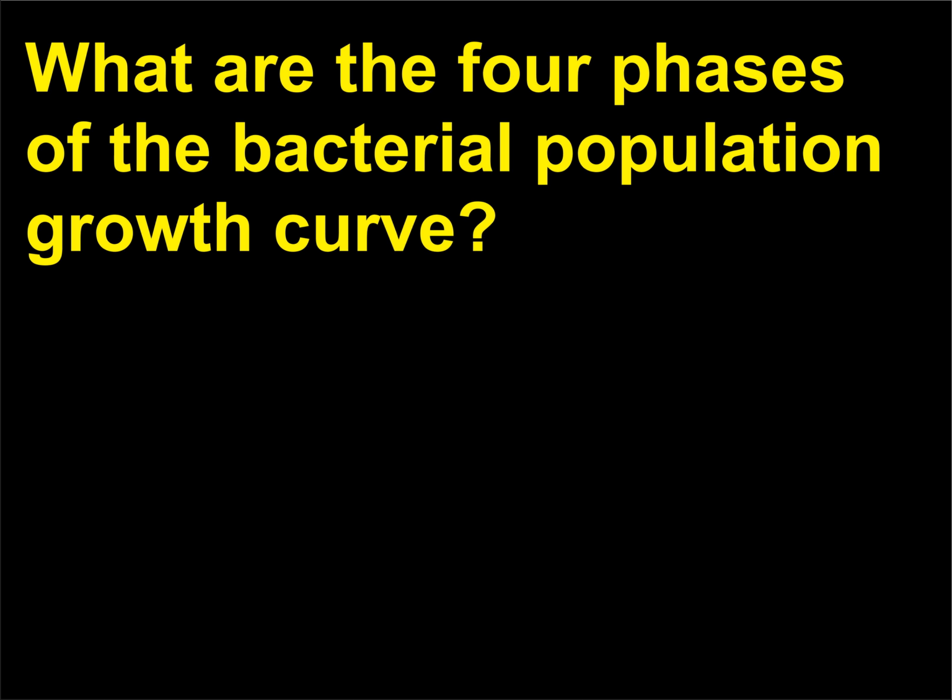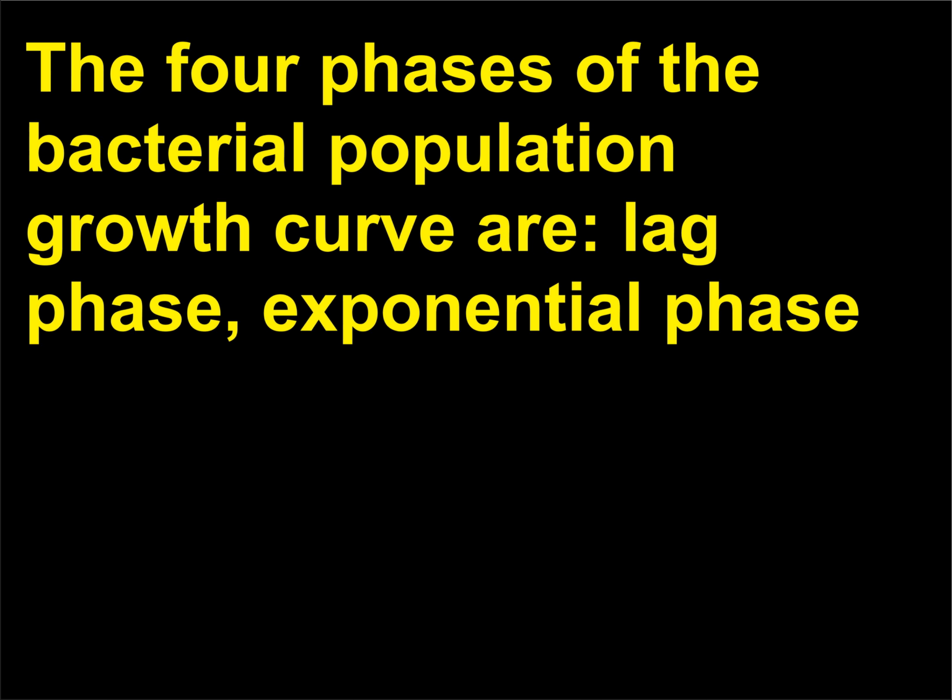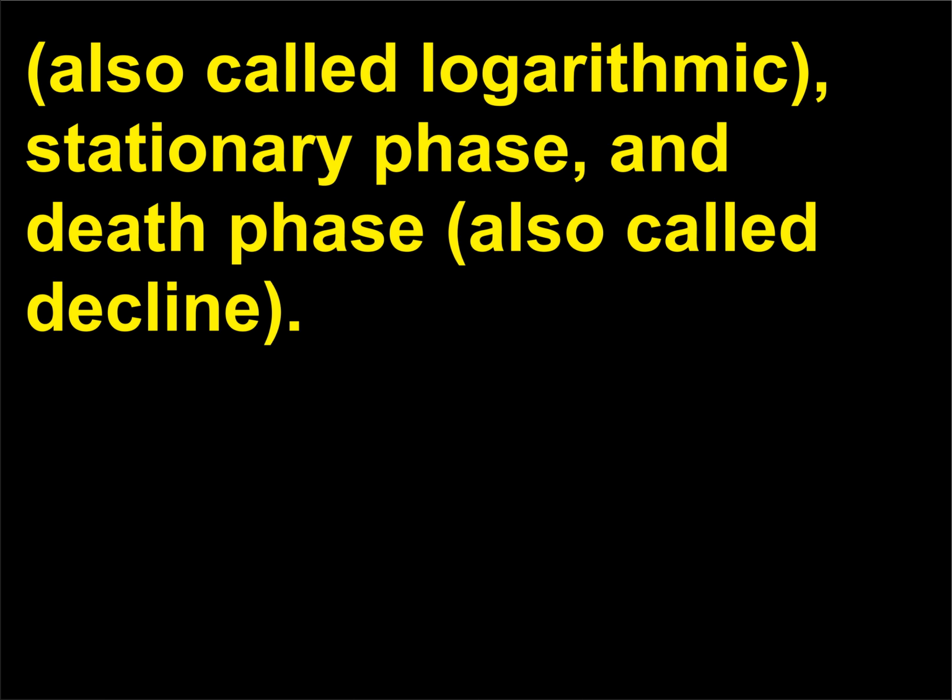What are the 4 phases of the bacterial population growth curve? The 4 phases of the bacterial population growth curve are: lag phase, exponential phase, also called logarithmic, stationary phase, and death phase, also called decline.